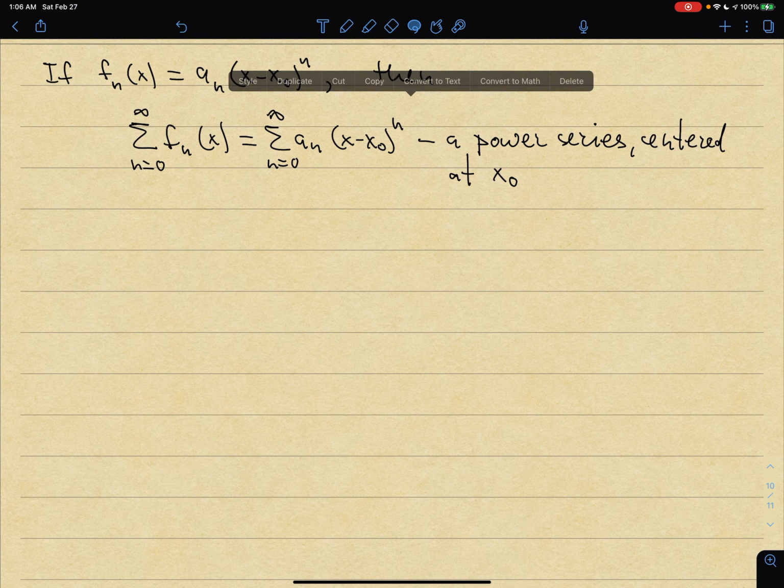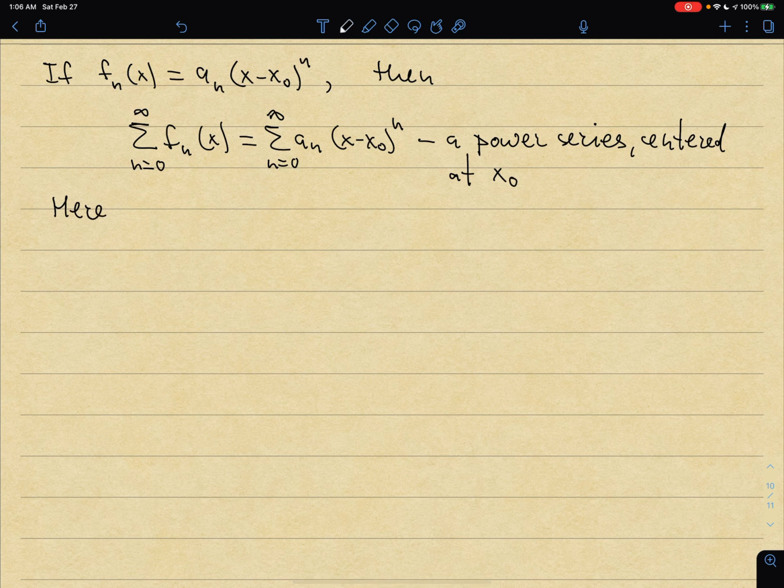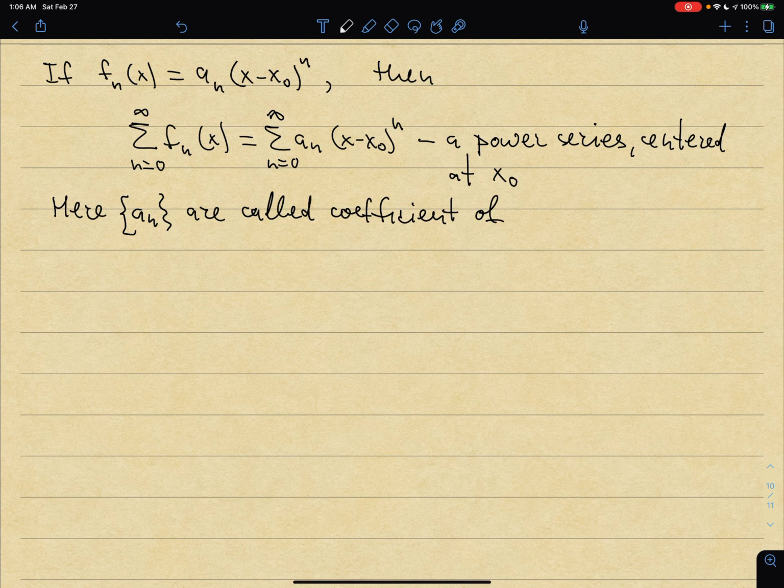Now, here an, which you can think of as a sequence. So an is a sequence of infinitely many numbers. These guys are called coefficients of your power series.